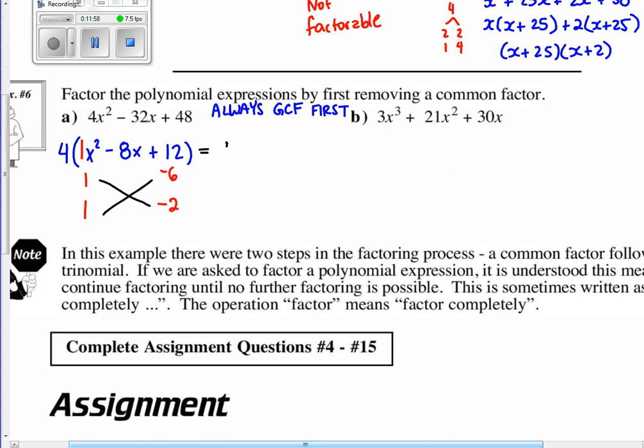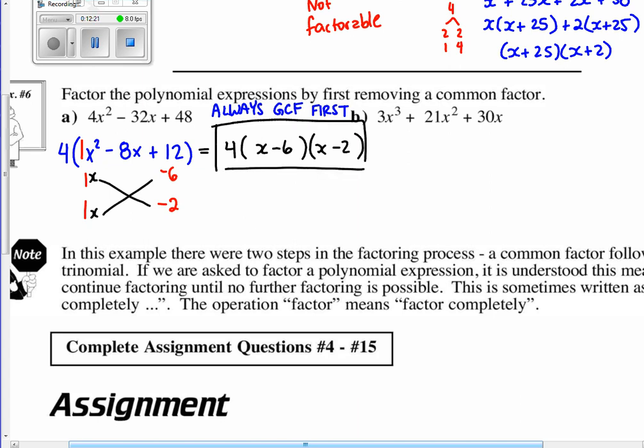The 4 still goes in front, the GCF. What's going to go in the brackets? Good, right? This has the x and an x. So x minus 6 and x minus 2. It's going to be a lot less writing than the other method. We're done. There's our answer.